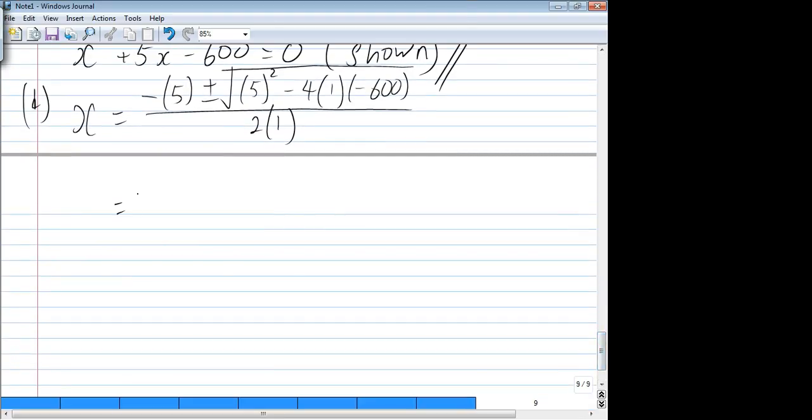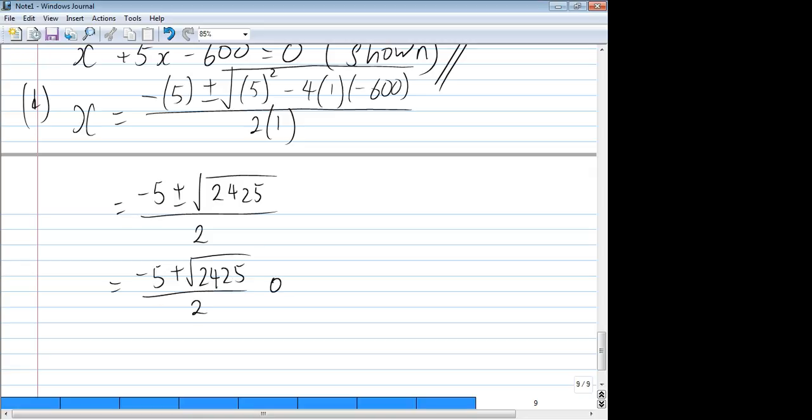x will be equals to negative 5 plus minus square root of 25 plus 2400. 2400 plus 25 is just 2425. Okay? So 2425 over 2. Okay, so this is minus 5 plus square root 2425 over 2, or negative 5 minus square root 2425 over 2.